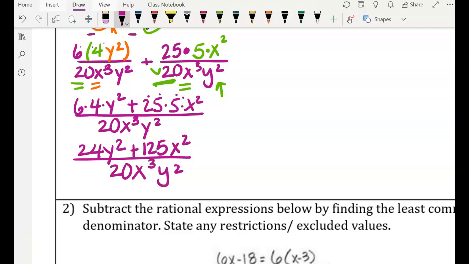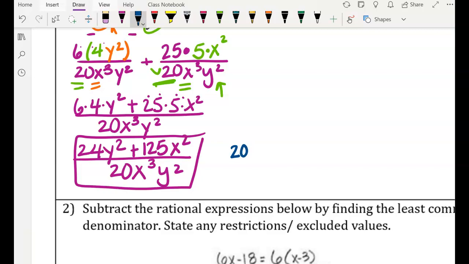So from here, it doesn't appear that we can factor the numerator, so we don't need to factor it out. But we do need to state the restrictions. Remember, the restrictions come from taking the denominator and setting it equal to 0. Well, let's review this skill really quickly. We take 20 equal to 0. That's never going to happen, so we don't need to worry about the constant.